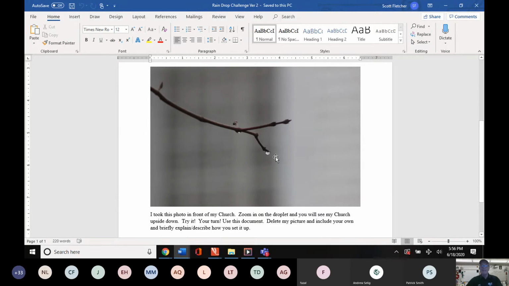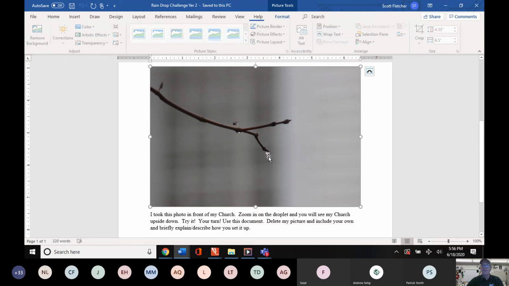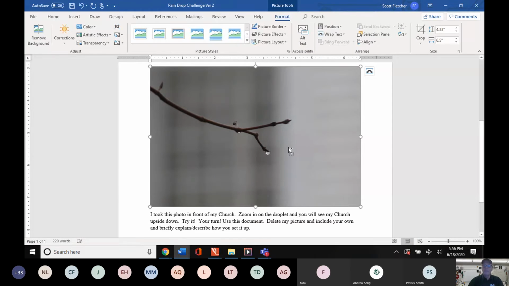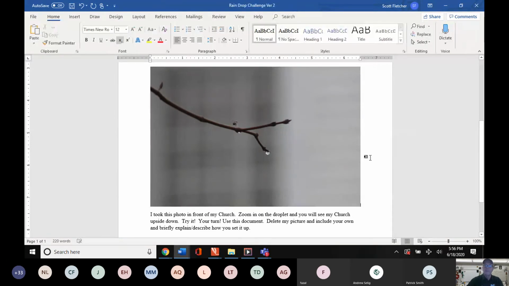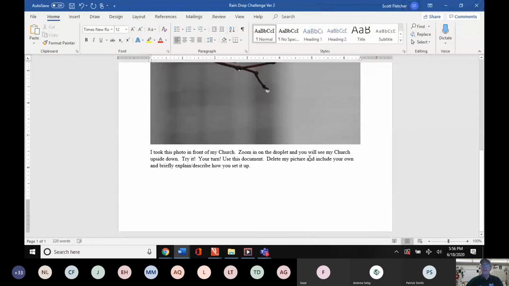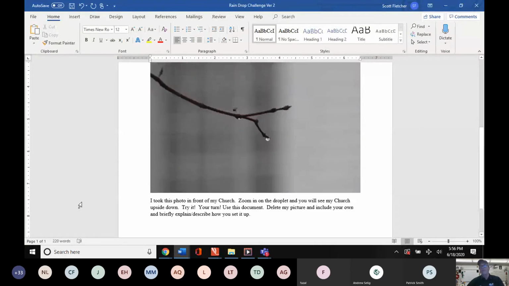And it was kind of interesting to see, because as I zoomed in on it, I could see the whole church. You could see the church getting bigger and bigger, but inverted in that little droplet. So that was kind of fun to see as we got closer and closer. And I had students do it. They had to go out and find a droplet, or they could use other liquids if they wanted. And you could see exactly what's behind it, upside down, inverted.